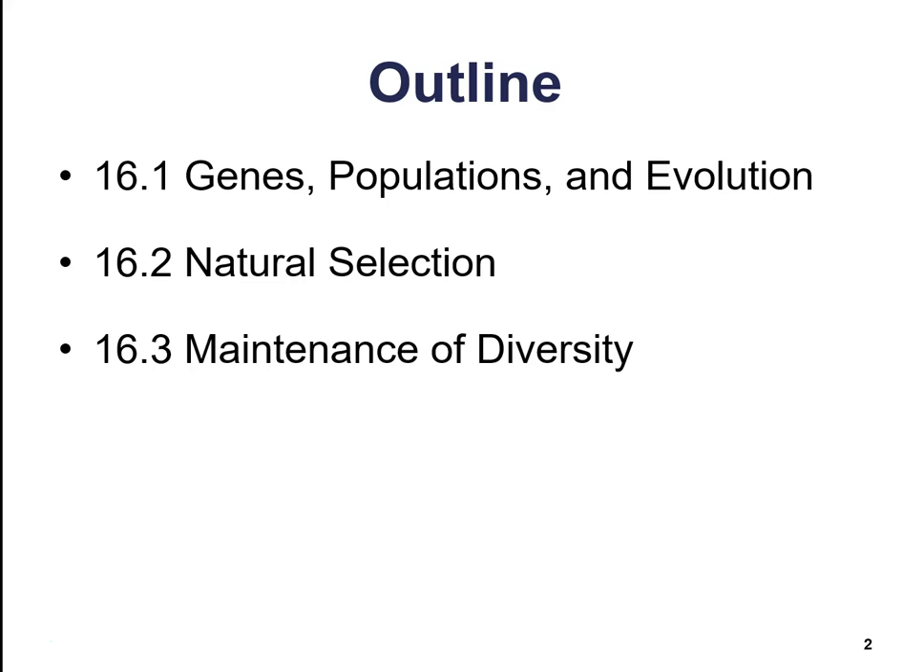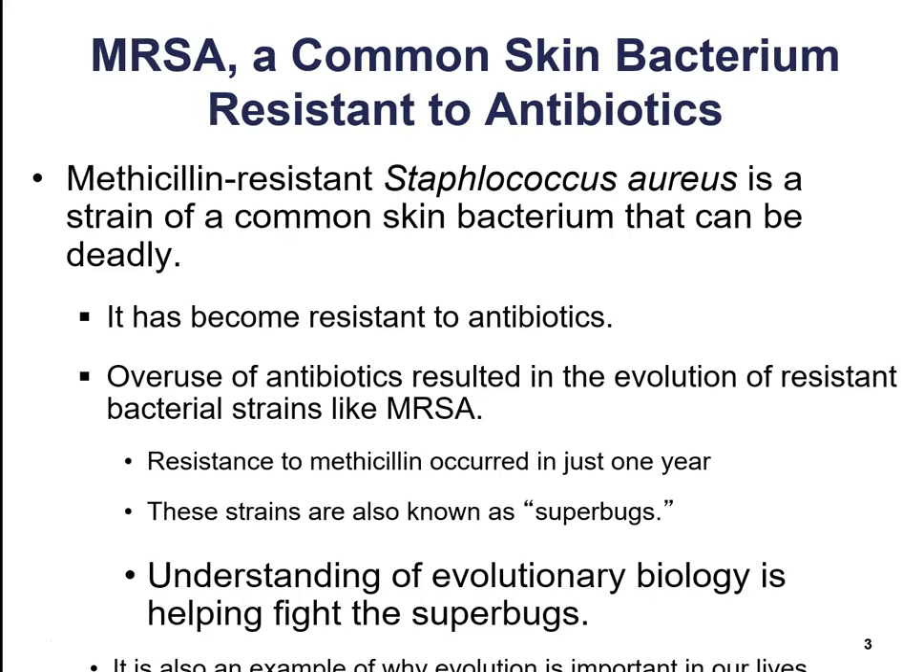All right, so just a brief outline of the chapter. We'll talk about genes, populations, evolution. We've already started talking about evolution in our last chapter, mostly Darwin's theory of evolution and natural selection. So now we'll talk a little bit more about natural selection specifically and the different types of natural selection. And also talk about maintenance of diversity within the population. So again, this is all focused on population.